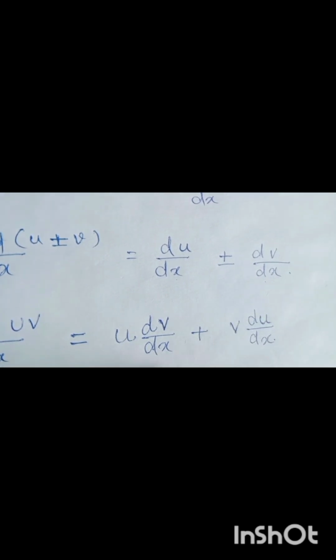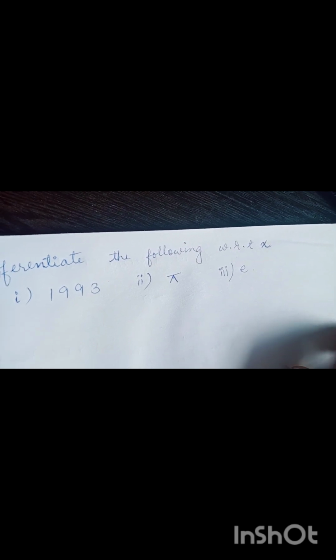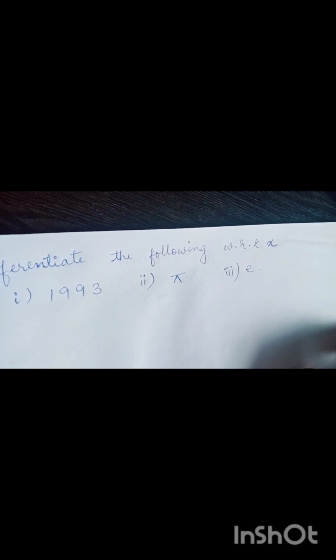Once we have the differentiation of v, then take out v and now differentiate u with respect to x. Then put the value of function v and u, then differentiate. After that, we will have some numerical examples. First of all, differentiate the following with respect to x.